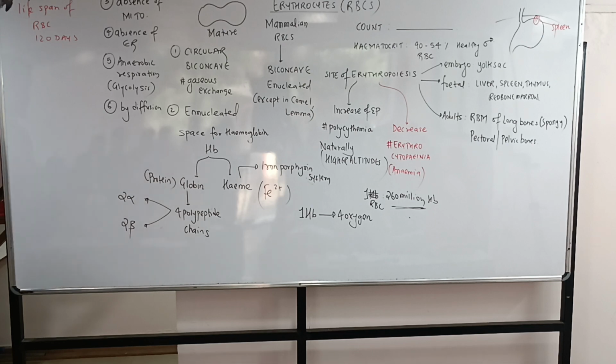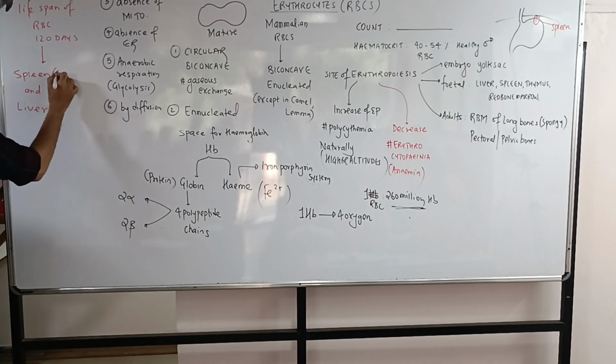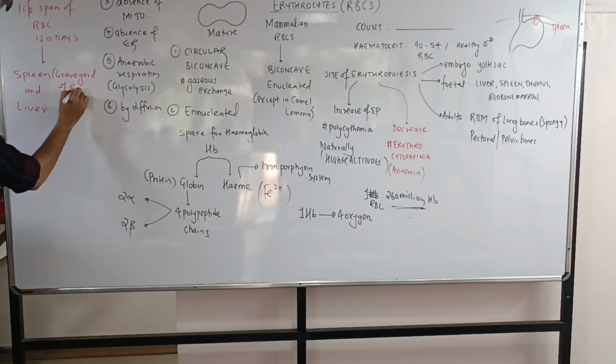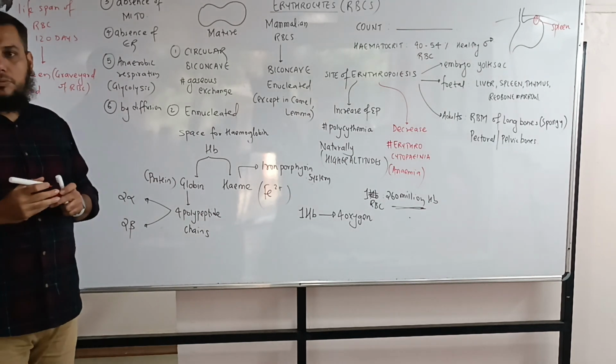क्या हो जाएगा वो? After 120 days, its cell membrane will become very fragile and it gets destroyed in your spleen and your liver. And the spleen is called the graveyard of RBCs. Qabristan of RBCs. Why?